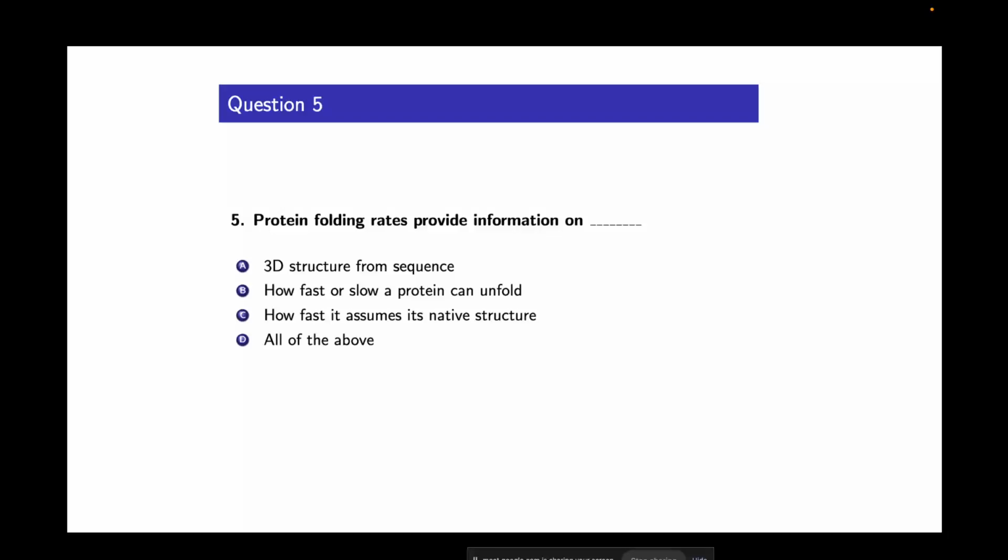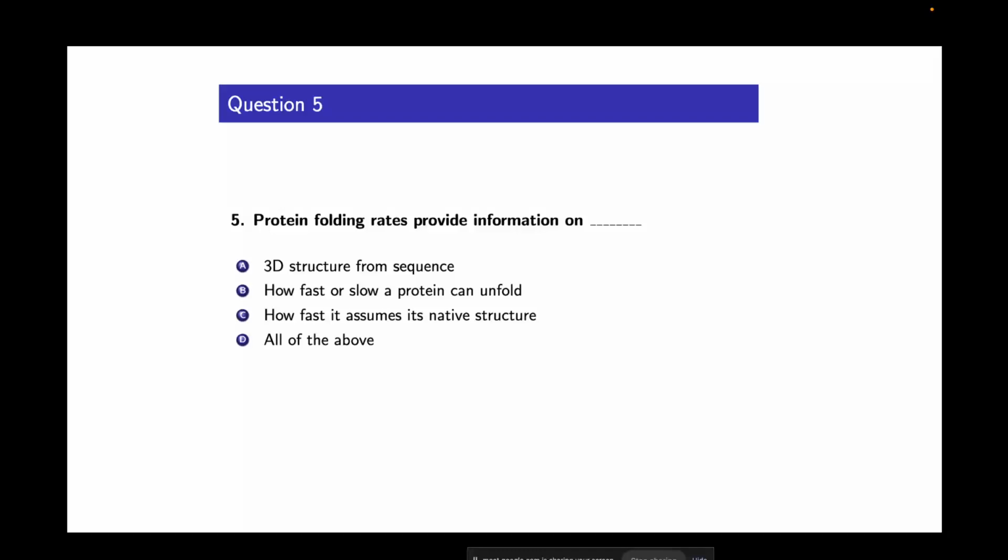Yes, sir. That's why I was confused between B or D, because D comprises all of the above, and B is how we measure the... I think for protein folding both the options B and C are... No, okay, no, sir. 1 second. The option B is how fast or slow a protein can unfold. So I don't think it tells you the denaturation rate.